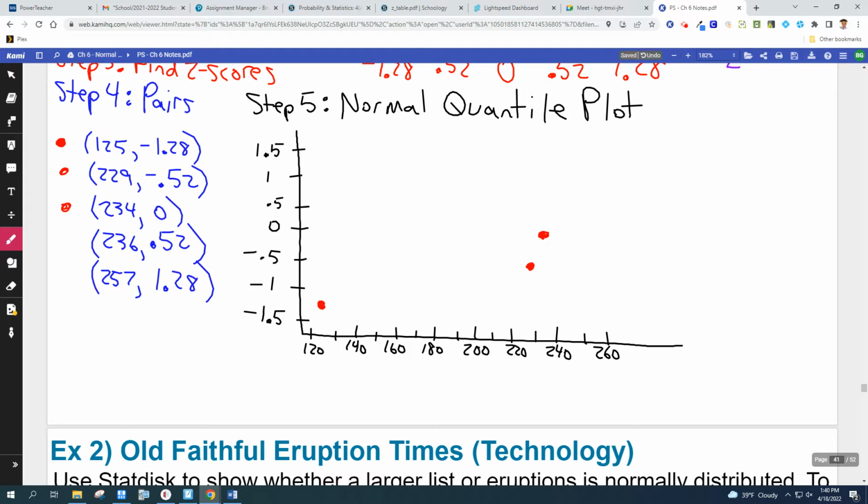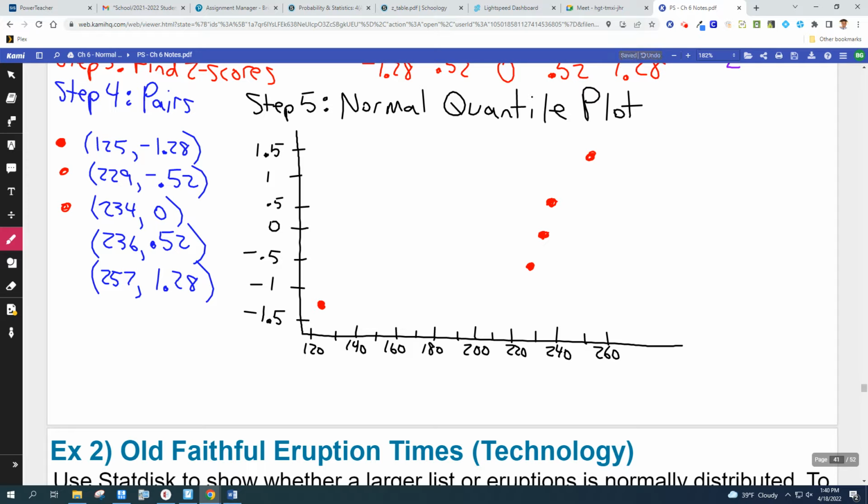236 comma 0.52. 257 comma 1.28. Right there. It sure doesn't look like a line to me. All right, you've got those 5 dots.